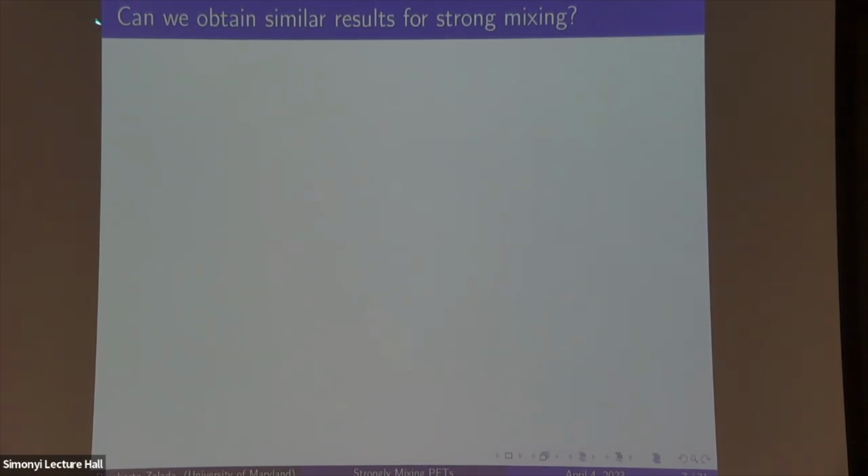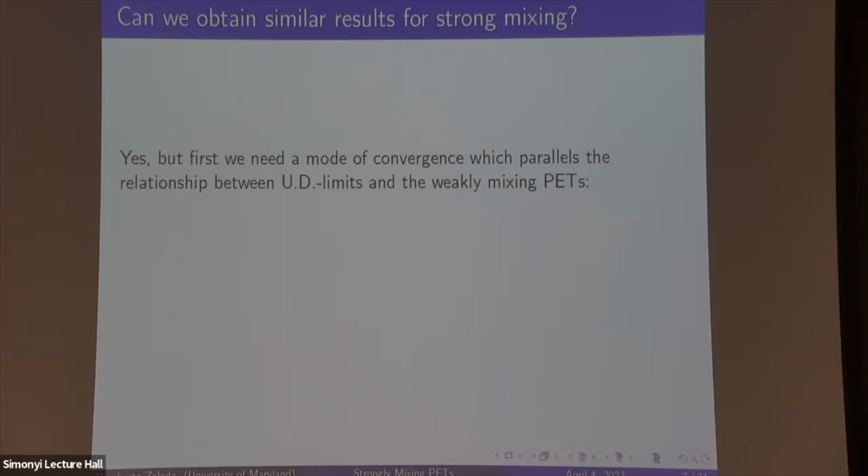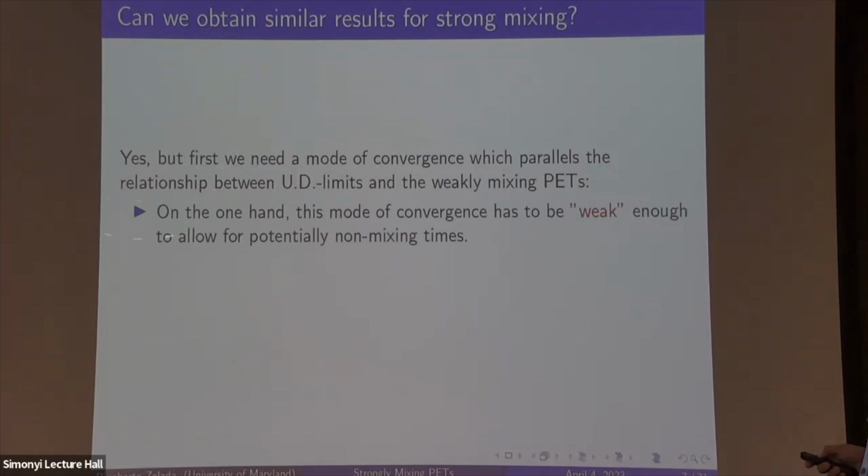It's a mysterious paper. Okay, so can we obtain similar results for strong mixing? And of course, if the answer was no, we would have to talk. So the answer is yes. But first, we need a mode of convergence which parallels the relationship between Euler limits and the weakly mixing PETs. So what does that mean? First, it means that our mode of convergence has to be weak enough to allow for potentially non-mixing times. So who knows if those exist, but they exist.